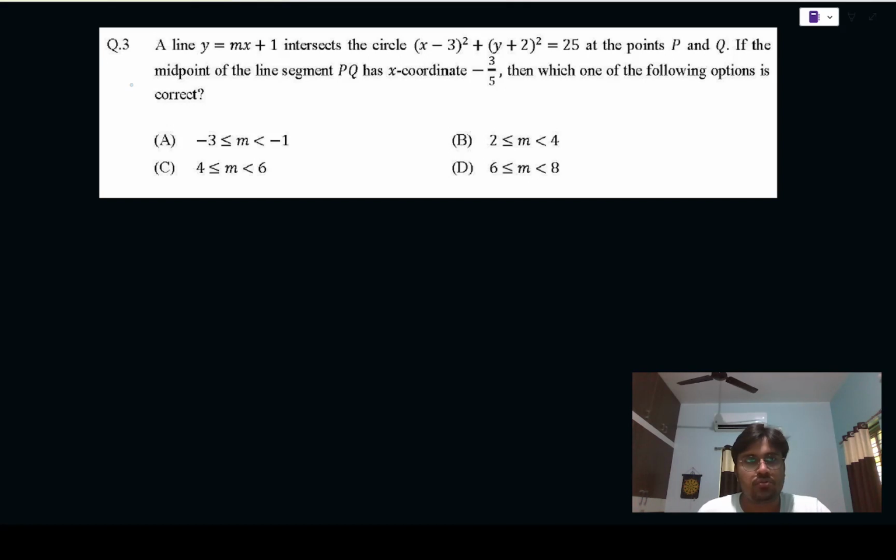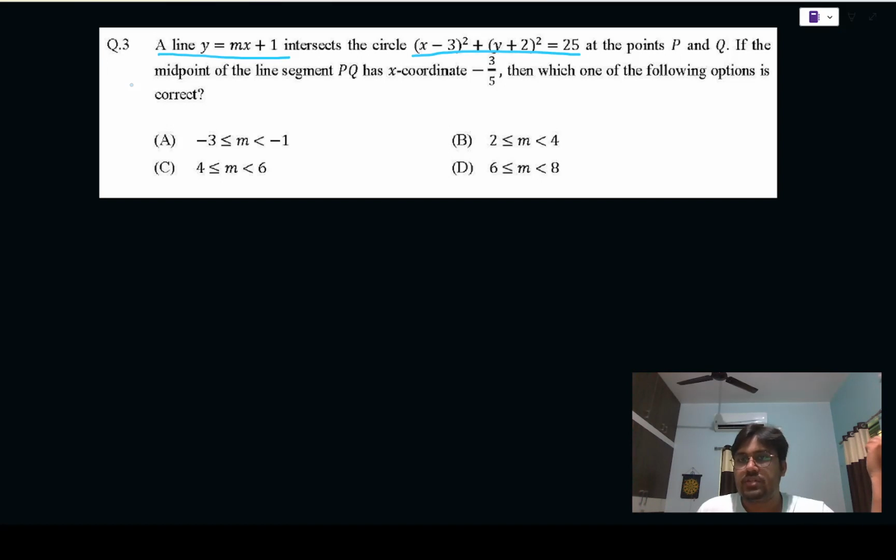The problem goes, we have a line y equals mx plus 1. So mx plus 1, what does that mean? When you put x equals 0, it's basically the y-intercept that has been given to you. The slope is unknown. It is intersecting a circle. Everything about the circle is known. So it's basically 5 square, so the radius is 5. The center is (3, -2).